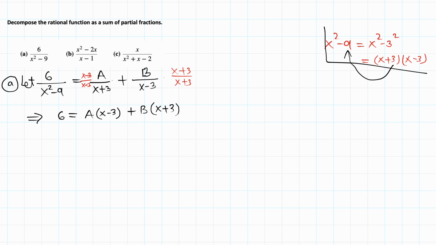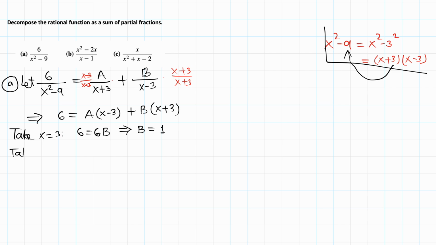If we take x equals 3, 3 minus 3 is 0. This expression is true for any x, so taking x equals 3, then 6 equals A times 0, which is 0, plus B times 3 plus 3, which is 6B. So 6 equals 6B. If we divide both sides by 6, B equals 1.